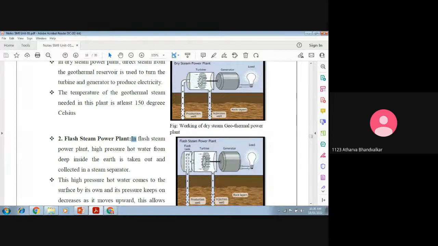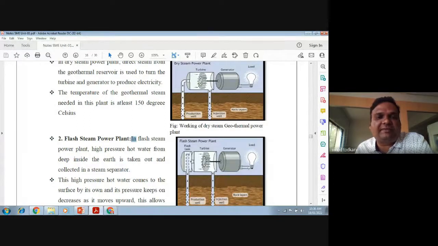Yes, sir. So we have seen two geothermal power plants. One is a dry steam power plant and one is a flash steam power plant. There is a difference of only one component, and which is that component?